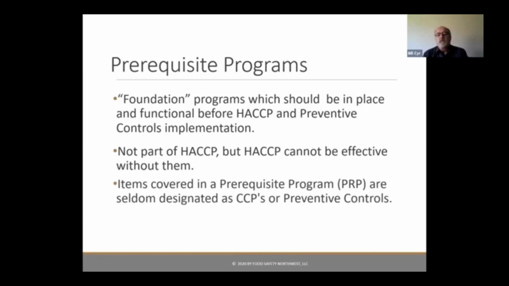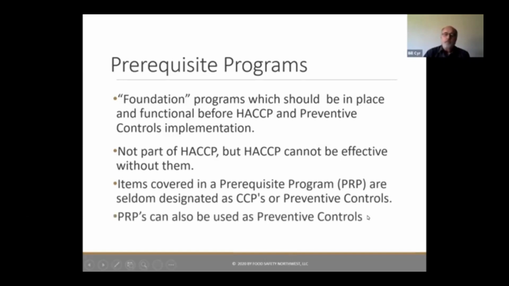So the items we've talked about in general are some of the items recorded in this prerequisite foundation program. They're not actual control points, but some do evolve into being part of your HACCP program. Prerequisite programs can be used as preventative controls, and preventative controls are really the foundation of your HACCP program also.